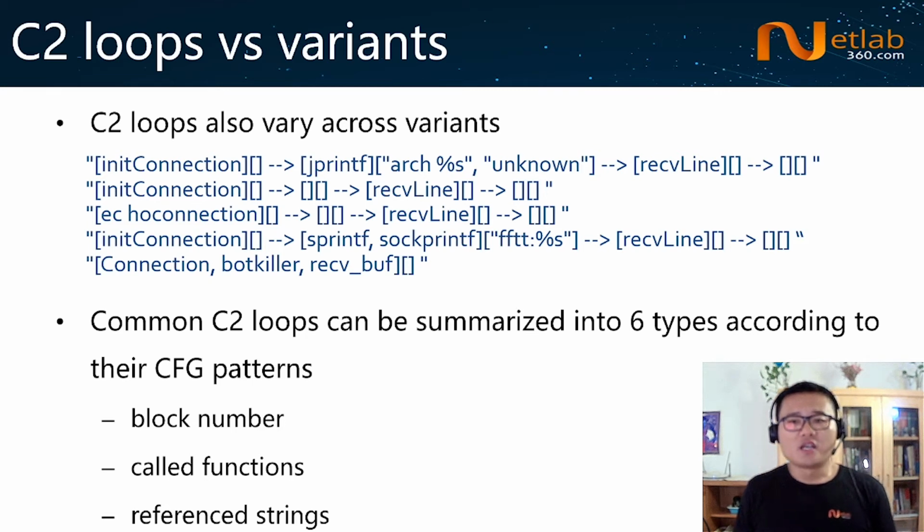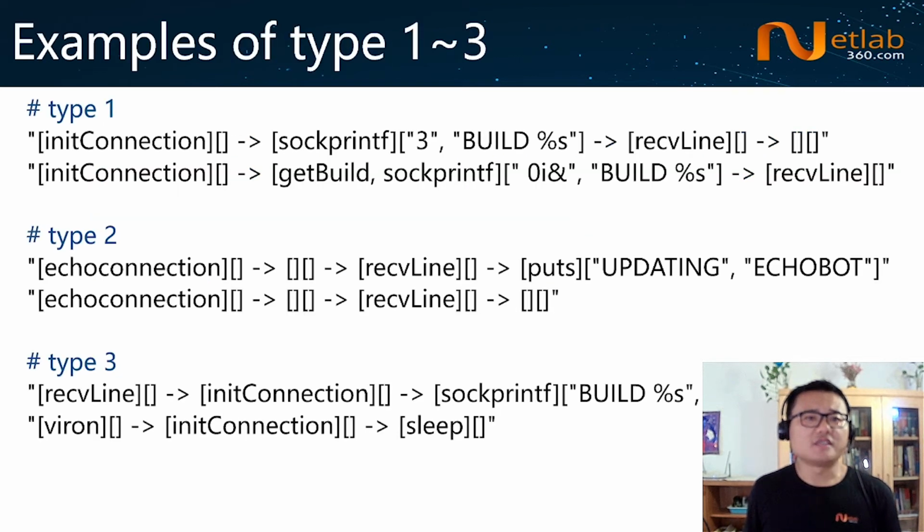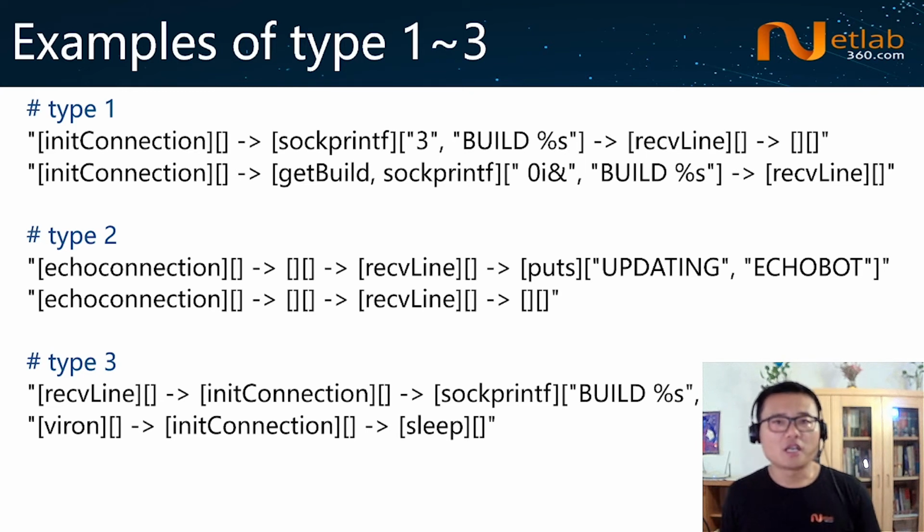According to my analysis, common C2 loops can be summarized into 6 types according to their CFG patterns, including the block number, the called functions, and the reference strings. Here are some example C2 loops of type 1 to type 3. Type 1 is characterized as being composed of 4 blocks, with the init connection function being called in the first block and registration occurring in the second block. Type 2 has no registration block. Type 3 is very similar to type 1, but it has a different block order in terms of connection establishment and command receiving.